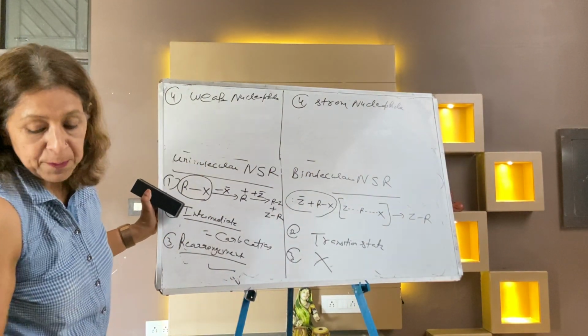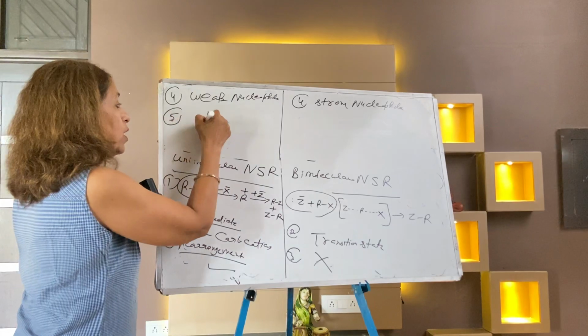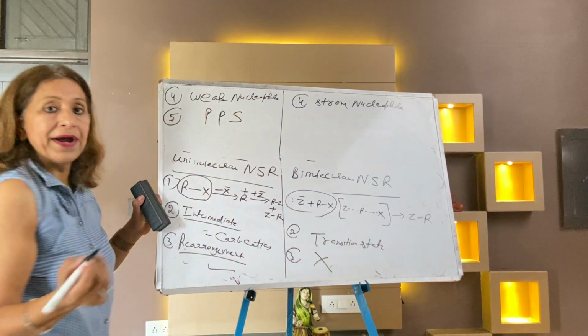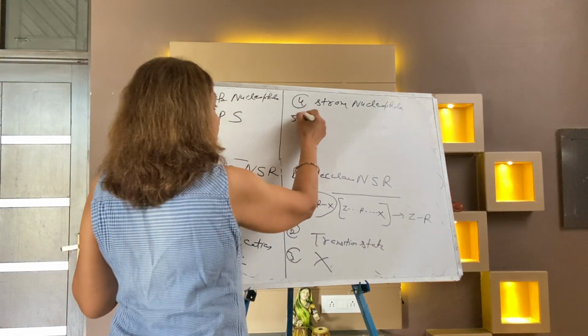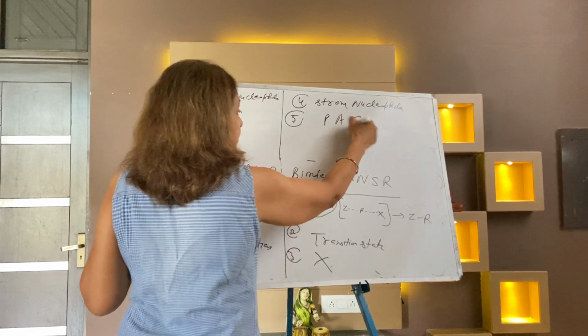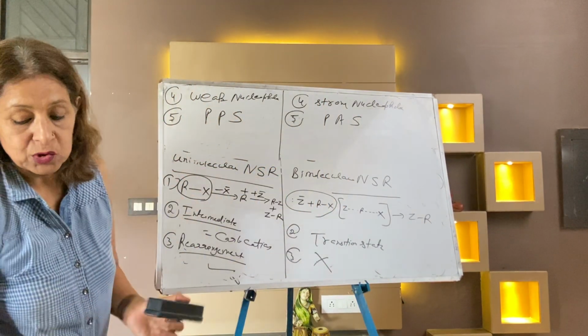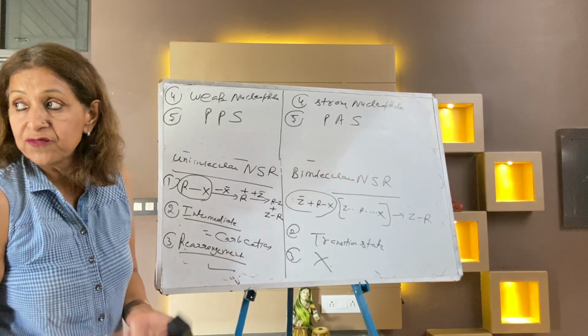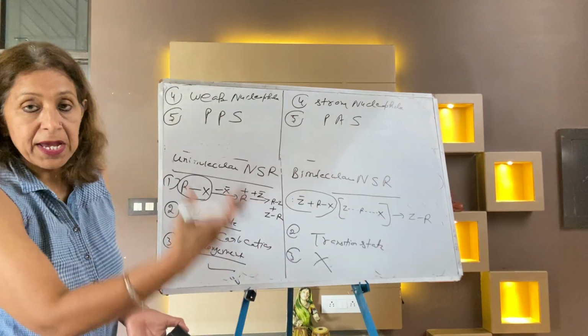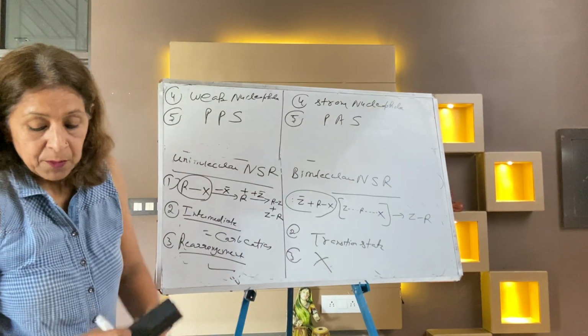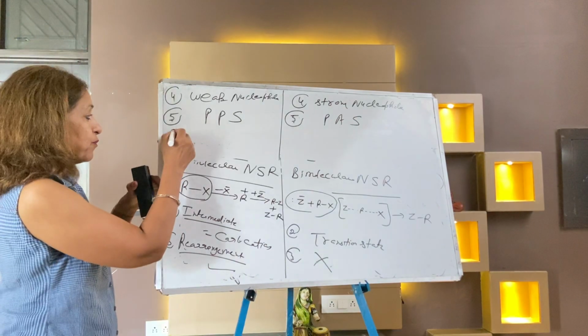And next is the type of solvent. Here, a polar protic solvent is required; here, a polar aprotic solvent is required. Polar protic solvents are like water, HF, ethanol, alcohol; polar aprotic are DMSO, DMF, etc. Next, stereochemistry.